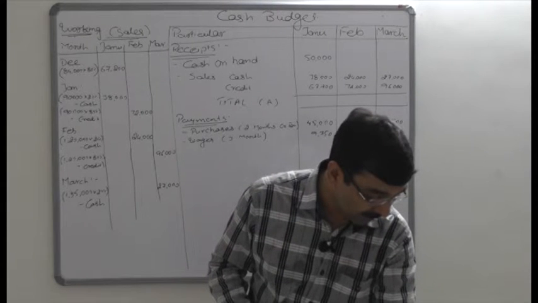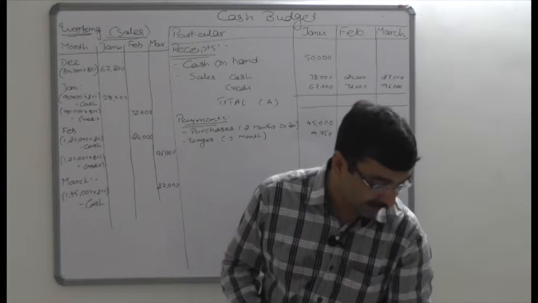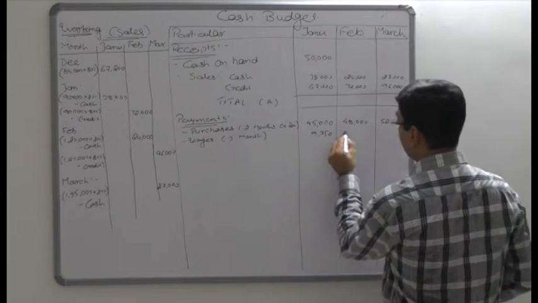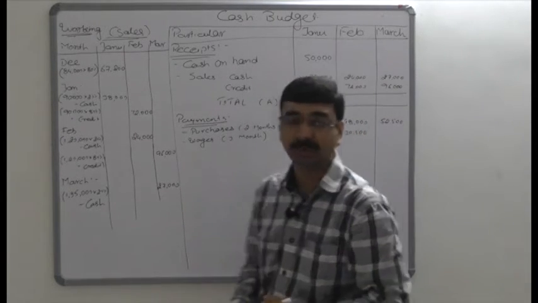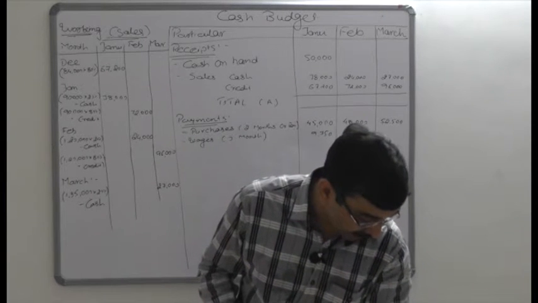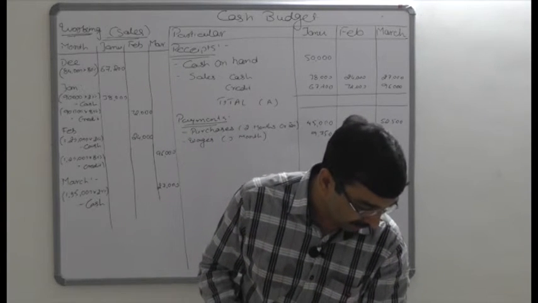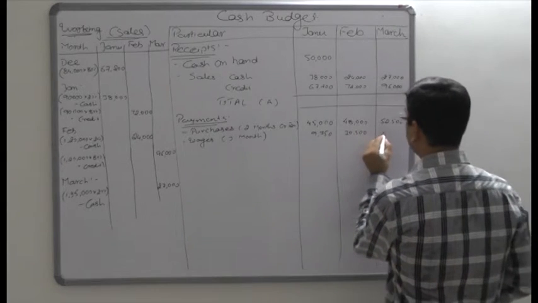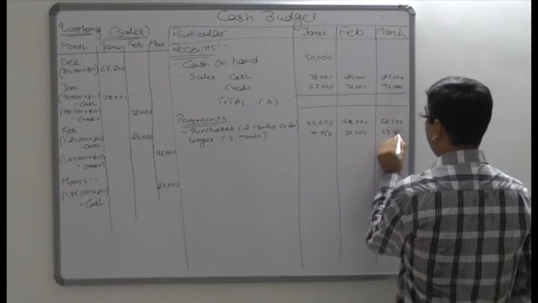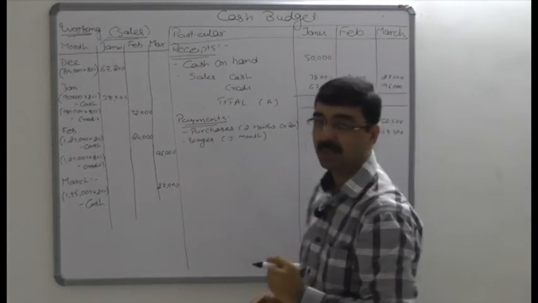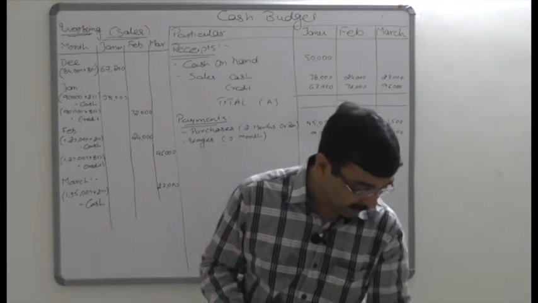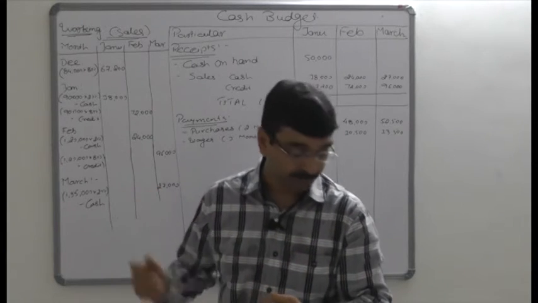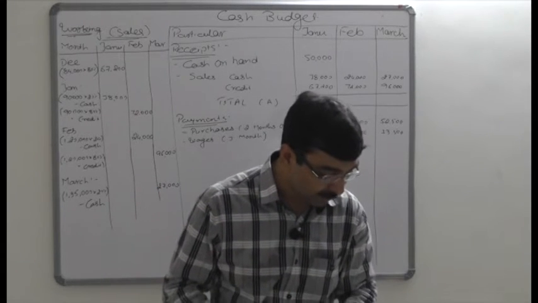How much is paid in the month of January? That is 10,500 rupees. 10,500 is incurred in the month of January, paid in the month of February. And how much is actually incurred in the month of February? 13,500 rupees incurred in the month of February, paid in the month of March. So this is how the expenditures are incurred and how they would be paid. This is wages.